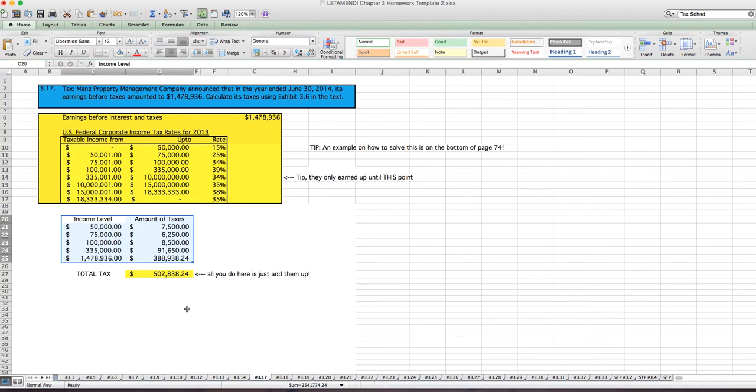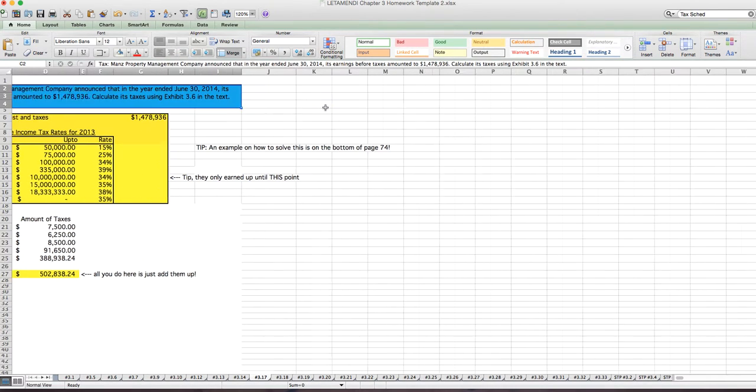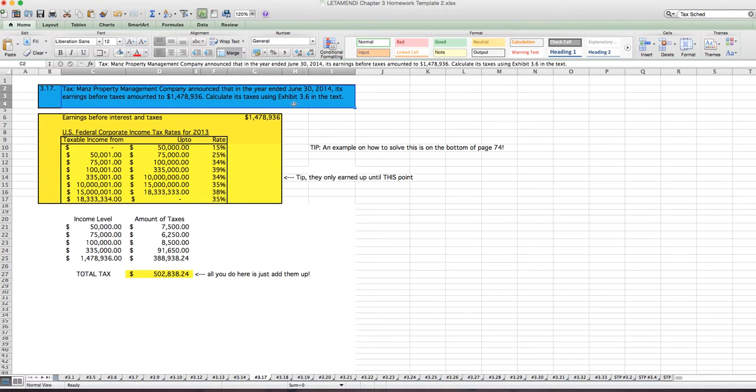And now we move on to question 3.17, which is taxes. And now here is where your accounting courses are going to come a little bit in handy, right? So now, the Mann's property management company announced that in the year ended June 30th, its earnings before taxes amounted to 1,478,936. Calculate its taxes using Exhibit 3.8 in the text. Please use Exhibit 3.6 in the text, okay?